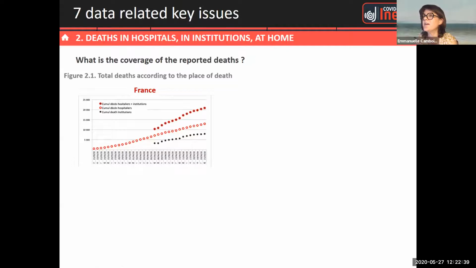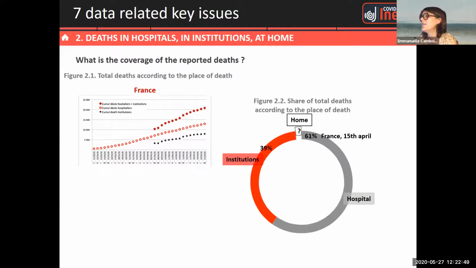So again, we provide in the database what kind of data coverage is in the file that you can use. And if we look at the share of these deaths in France, for instance, you just found out that today around 60% of the COVID death occurred in hospital, and 40% in institution, and mainly institution for the elderly.